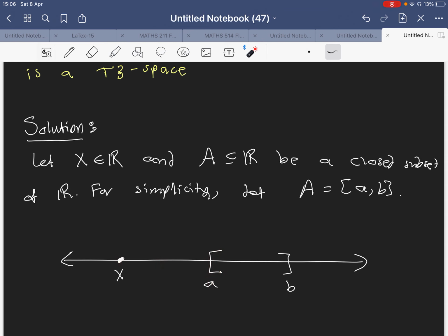Next, we'll assume there is something, we call it Y, which is the average. Now, we take U to be this one, and V to be this one. And that's how the separation will happen, and that's how we can separate a point from a closed interval in the real line. Of course, I will leave the details for the reader, but this is the major idea of how we prove that R is a regular space.